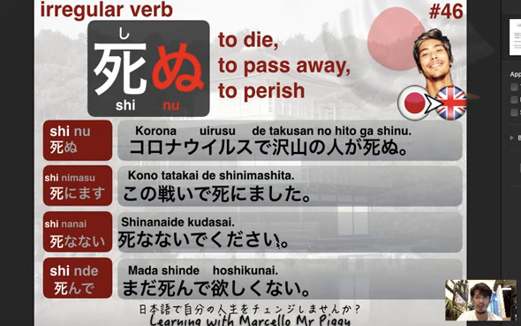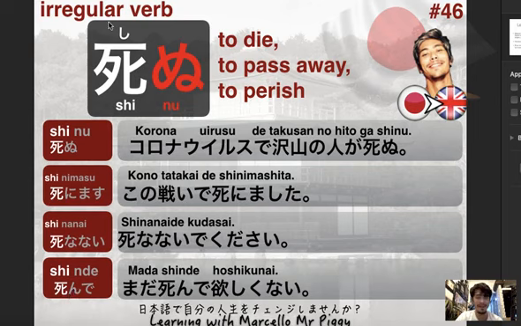So imagine a situation where somebody elderly is about to die, and they're like, oh, this is my time, I'm going, and you're saying, oh, please don't go yet, I don't want you to die. That would be the sentence here. Shinanaide kudasai. And the last one, guys, is the te form, which is shinde.